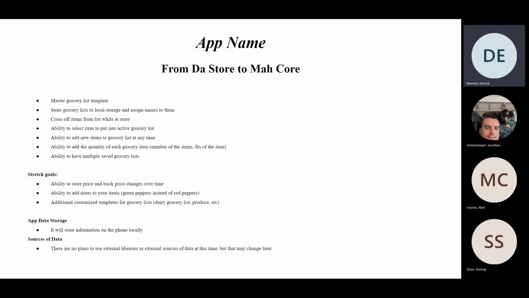It will save that storage in the phone locally using JSON files you learned earlier this year. And there's no plan to use external libraries or external sources of data at this time, but that may change later. So there's no plan to use external APIs, but that may change later on. I'll now pass this off to Sterling for the next part.